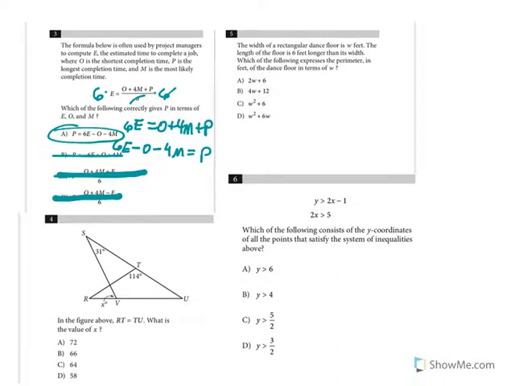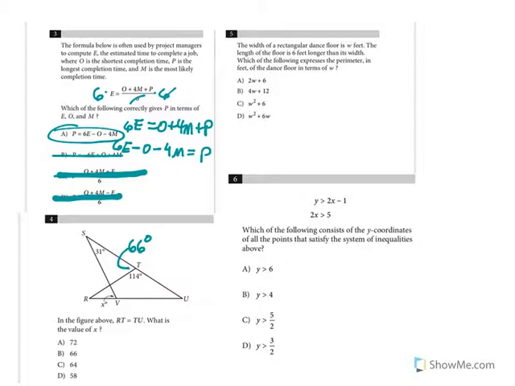All right, number 4. In the figure above, RT equals TU, what is the value of X? All right, I love geometry. With this one, we have to understand triangles and sums of angles and other properties of angles. So we have right here, that is a straight angle. So that means 114 degrees plus that angle right there has to equal 180. So that means that angle is 66 degrees.